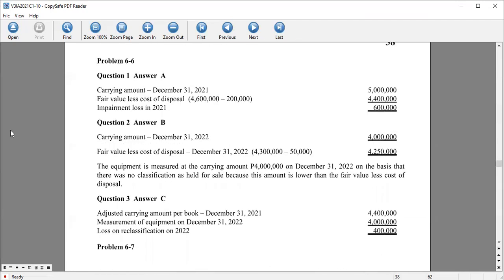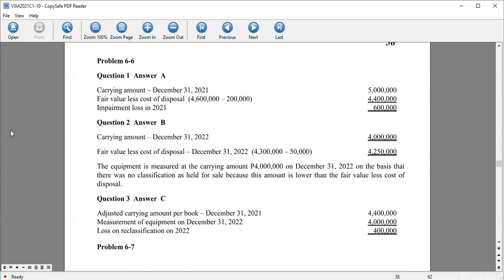Then we go to problem number 6, again with 3 requirements. Number 1, what amount should be reported as impairment loss for 2021? The carrying amount on December 31, 2021 is 5 million. Then we deduct the fair value less cost of disposal of 4.4 million. The impairment loss is 600,000.